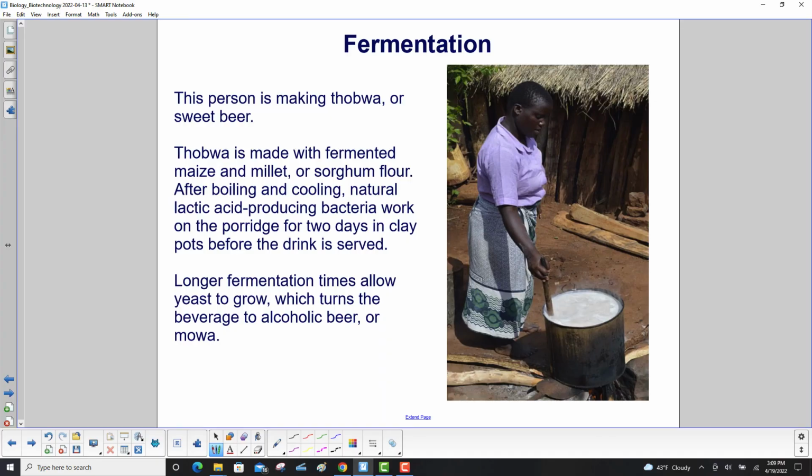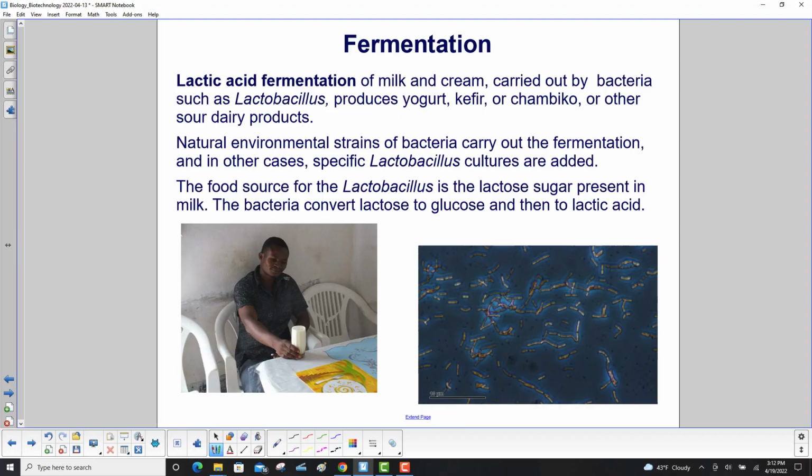This person is making thabwa, or sweet beer. It is made with fermented maize and millet or sorghum flour. After boiling and cooling, natural lactic acid producing bacteria work on the porridge for 2 days in clay pots before the drink is served. Longer fermentation times allow yeast to grow, which turns the beverage to alcoholic beer or moa.